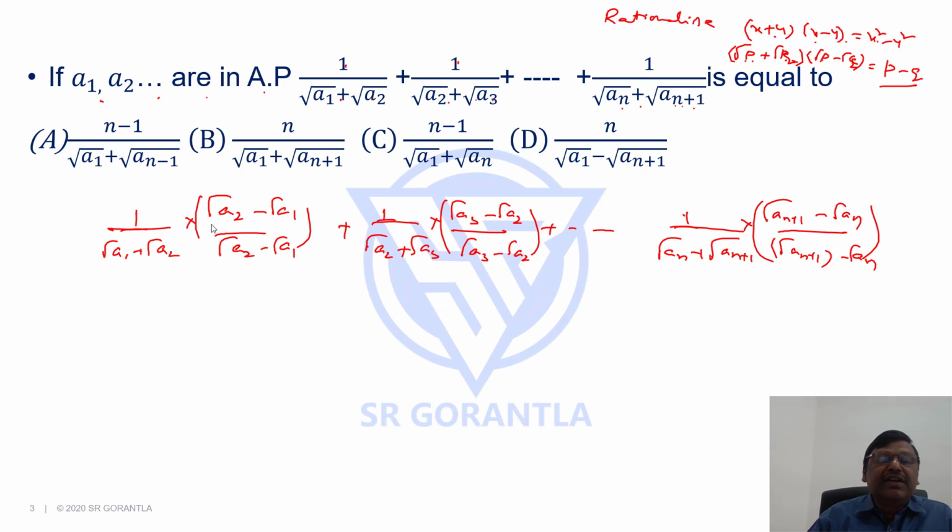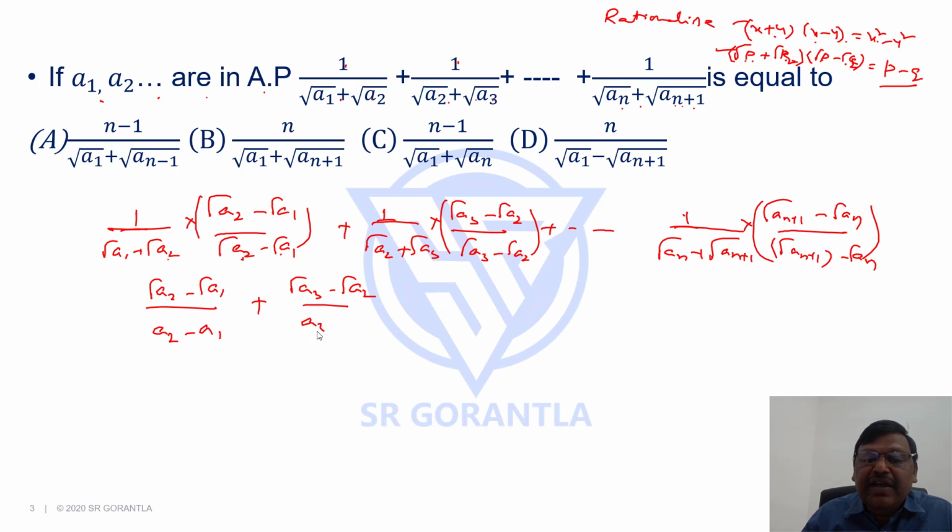So what happens here? It will be root a2 minus root a1 by, if I apply the same logic here, root a2 whole square will be a2, root a1 whole square will be a1. Similarly here it will be root a3 minus root a2 by a3 minus a2. And similarly the last term will be root of an plus 1 minus root of an by an plus 1 minus an.